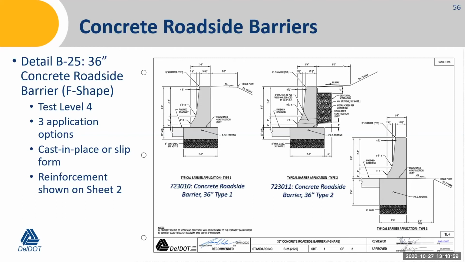We also have a type 3 barrier application, which is a slightly different footing design. And this is a situation where you might be protecting an obstruction rather than having the barrier sit up against an embankment.